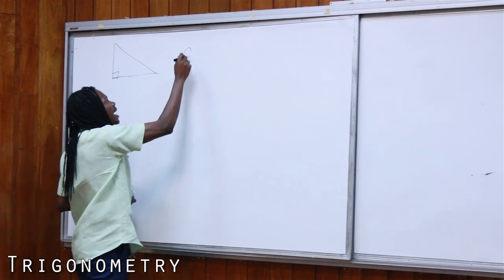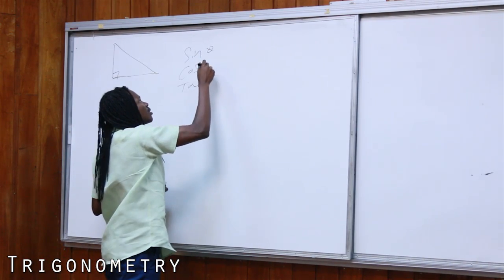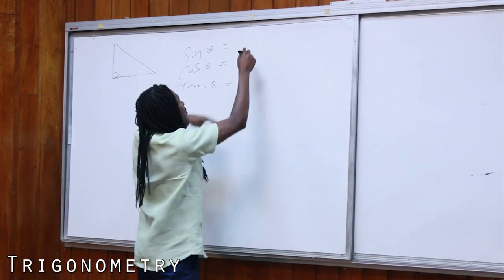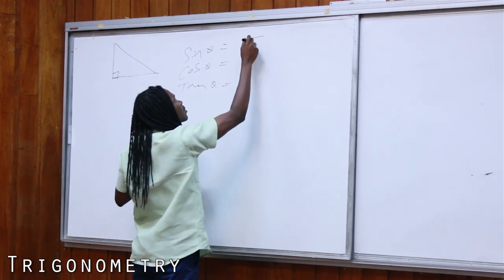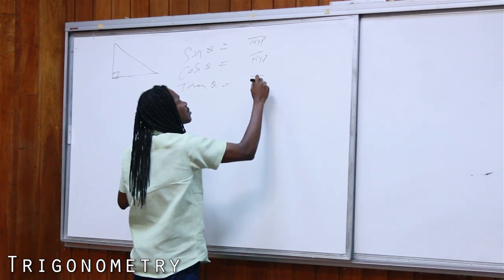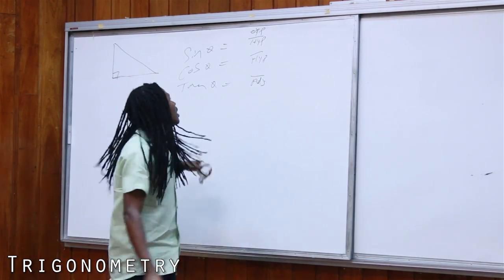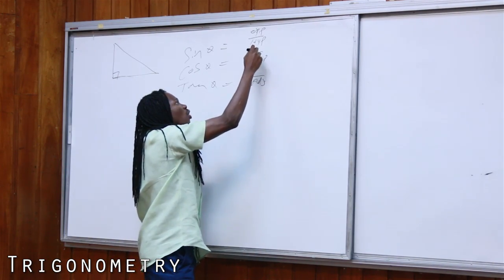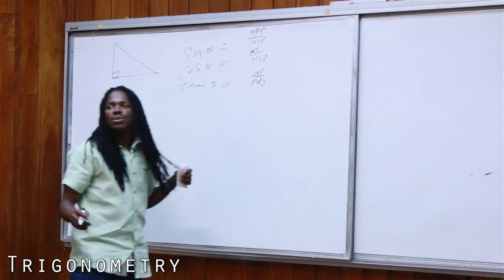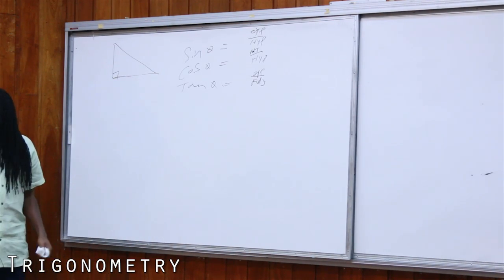Now, this triangle, we had sine, cosine, tan. Sine angle, cosine angle, tan angle. Our hypotenuse. So we said that the sine angle equals opposite over hypotenuse. This cos angle equals adjacent over hypotenuse. And the tan angle equals opposite over adjacent, sorry. We made it clear that the hypotenuse is constant.